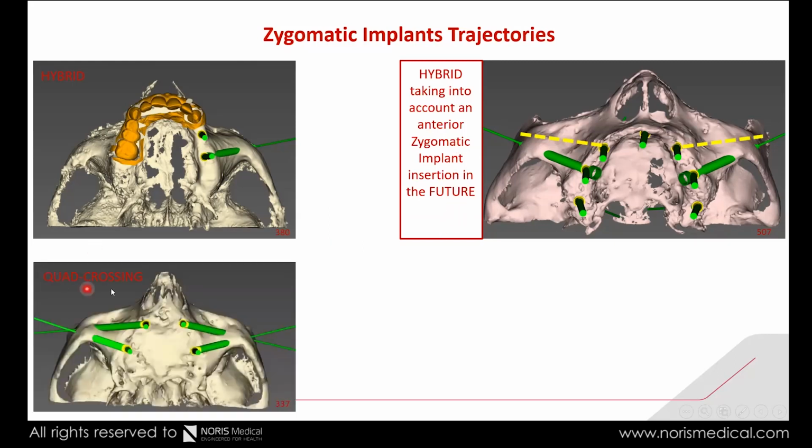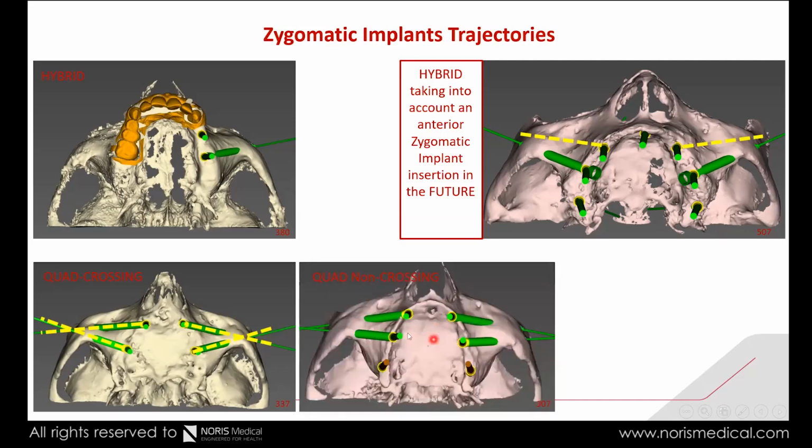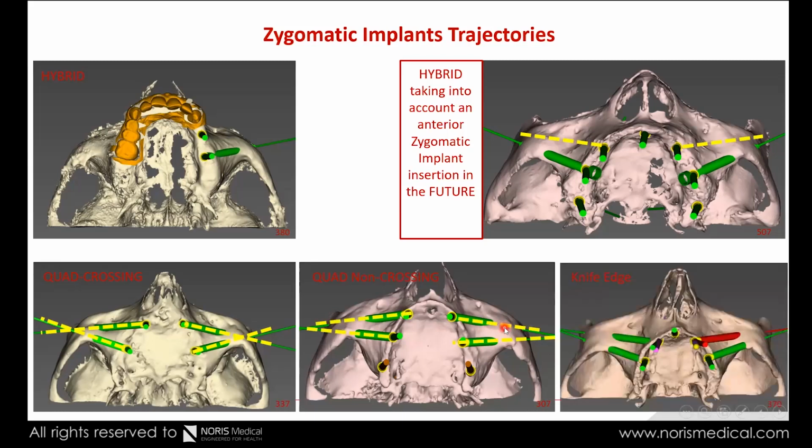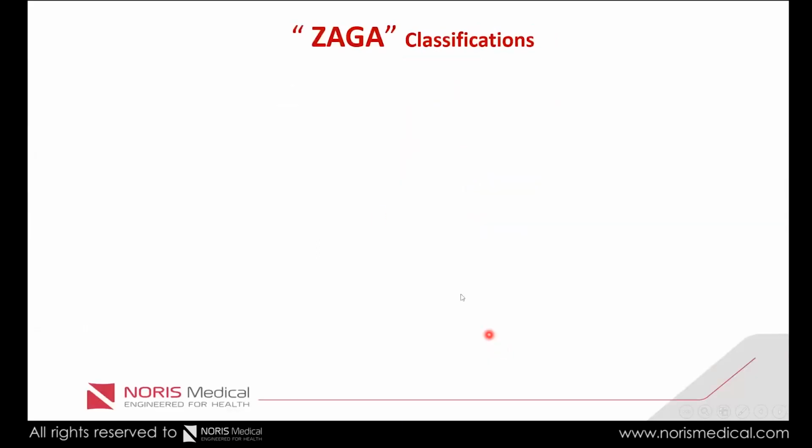We also have quad crossing implants, which are crossing. We have the posterior implant going above the anterior implant, and we have non-crossing. And as I said, we also have a knife edge. So let's start by understanding a bit what the Zaga classifications are.